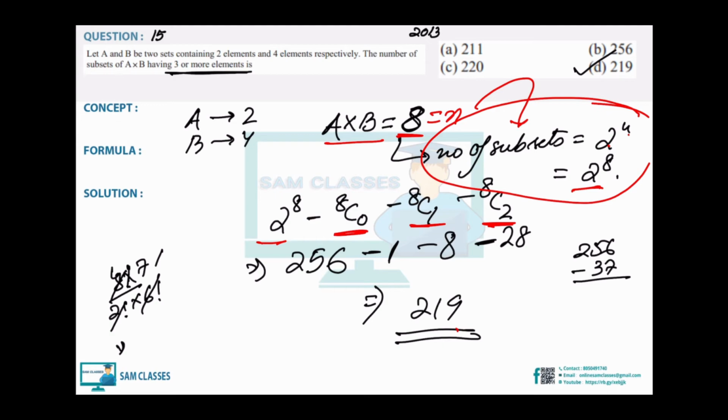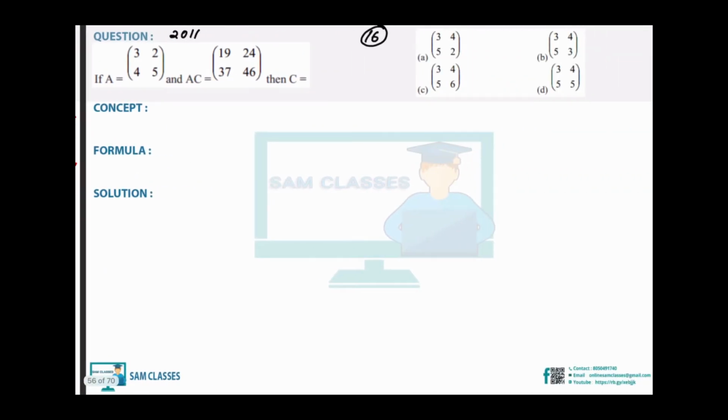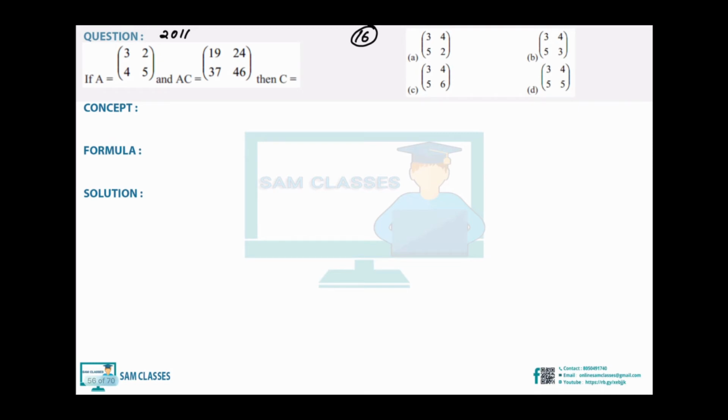Okay. Now coming to the next question. Next question is pretty simple. They have given us A is equal to [3 2; 4 5], and they have given the product of C. So we don't know C, what is it? So what are we going to do? We won't multiply and see it. We'll check with the options.